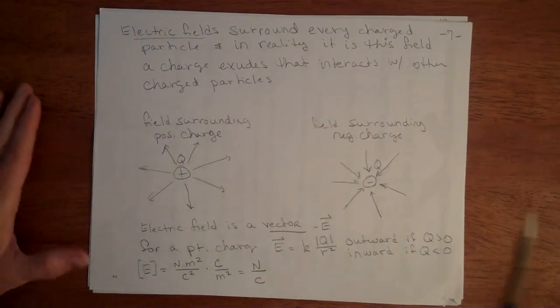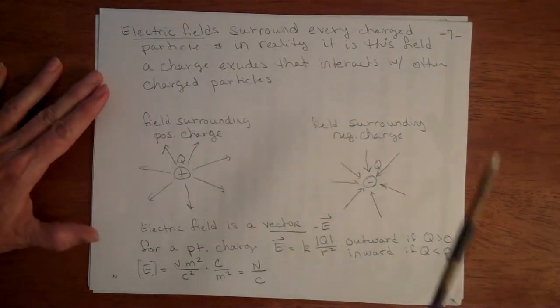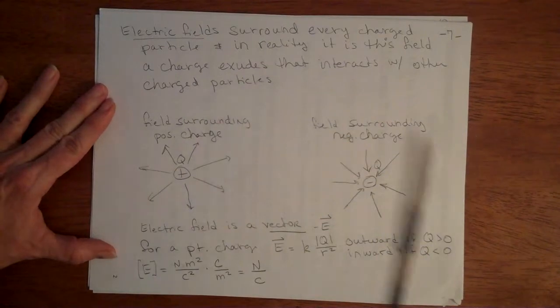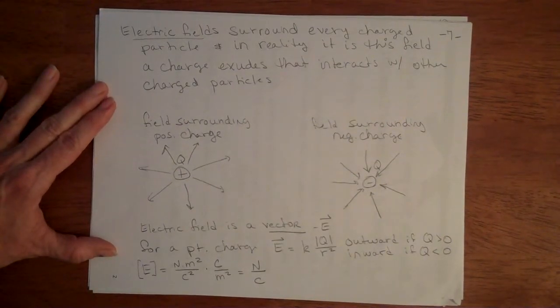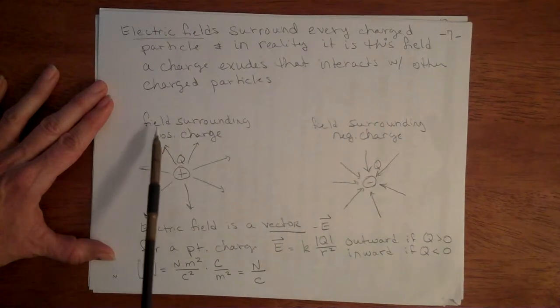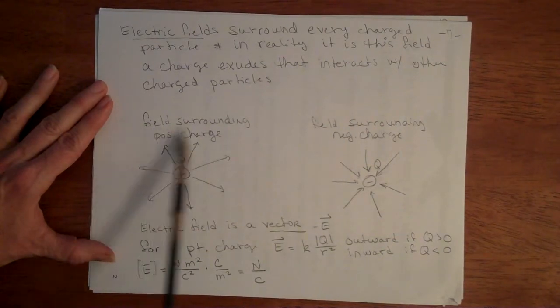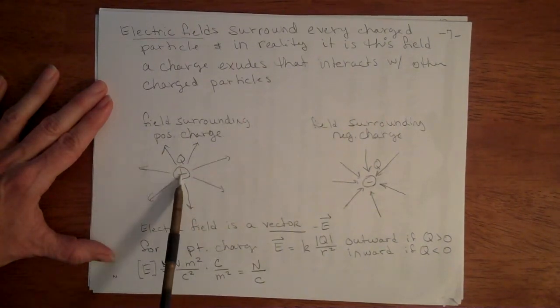All right, electric fields. Electric fields surround every charged particle, and in reality it's really this field that a charge exudes that's interacting with other charged particles near it. So what do these electric fields look like? Well, here's the electric field surrounding a positive charge.